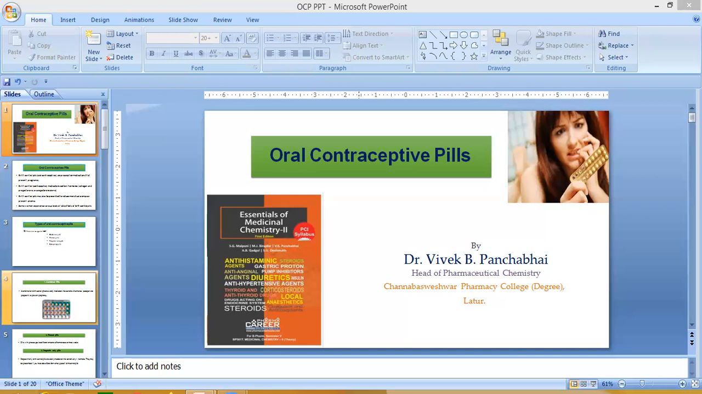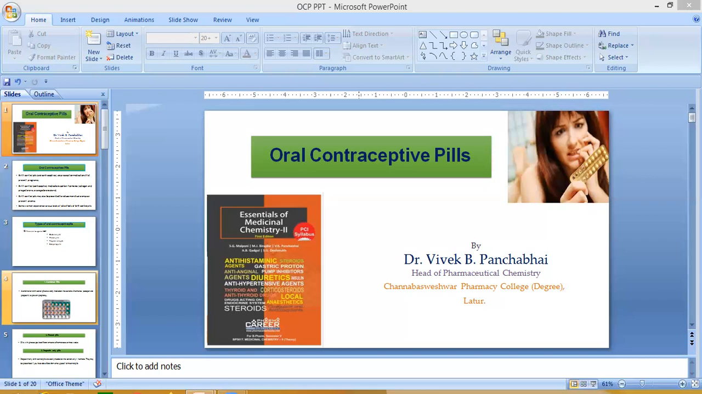Use of oral contraceptive pills: the main purpose is prevention of pregnancy, or maybe a gap between two children. For the gap, these pills are used to prevent pregnancy. Other uses apart from prevention of pregnancy, these drugs are also used to regulate menstrual cycles, endometriosis, that is abnormal tissue growing outside the uterine lining, polycystic ovary syndrome, dysfunctional uterine bleeding. In those conditions also, these oral contraceptive pills are used.